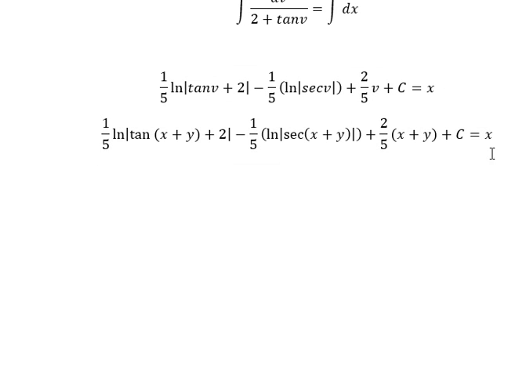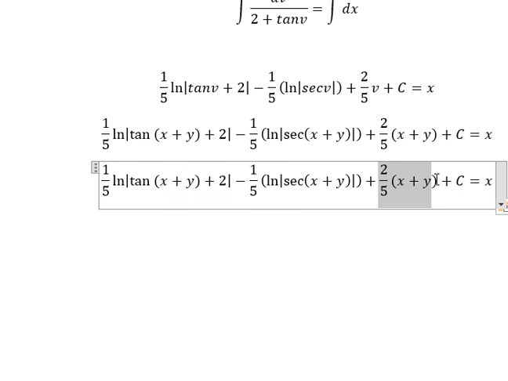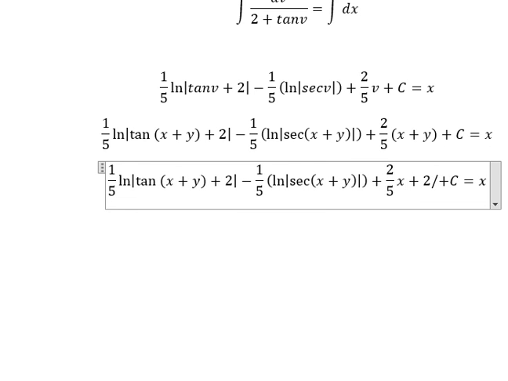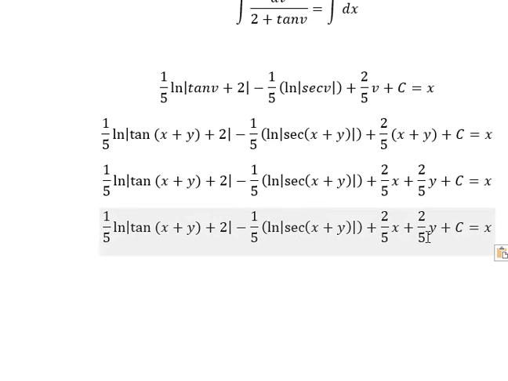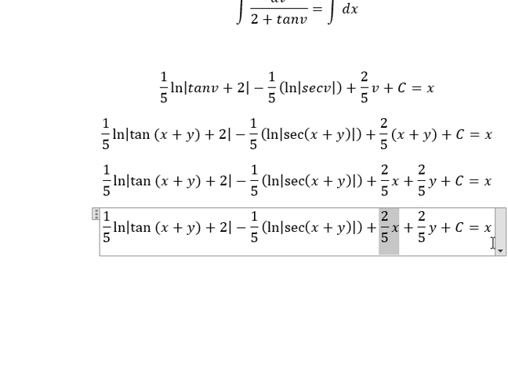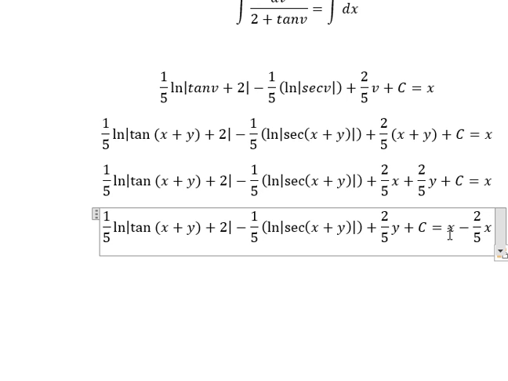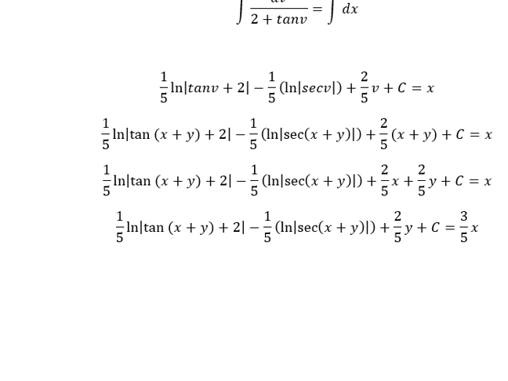Now, this one you get 2 over 5x plus 2 over 5y. And I will put this one to the right. So x minus 2 over 5x, you get 3 over 5x. This is the end. Thank you for watching.